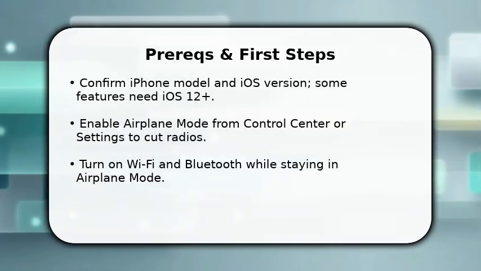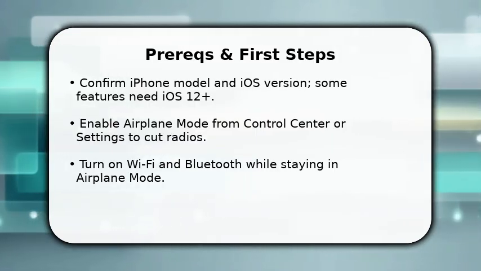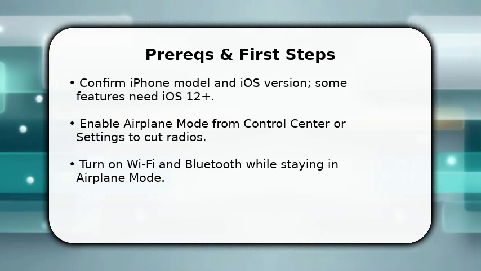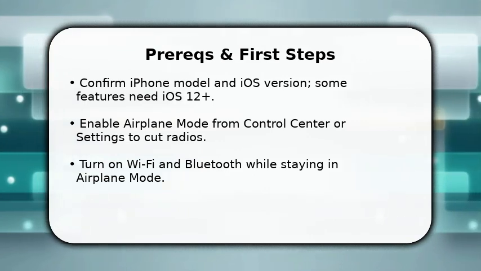Why this order? Airplane mode blocks cellular by default, but allows manual reactivation of Wi-Fi and Bluetooth for onboard networks and peripherals. Make sure you have any airline SSID or onboard network name handy before.